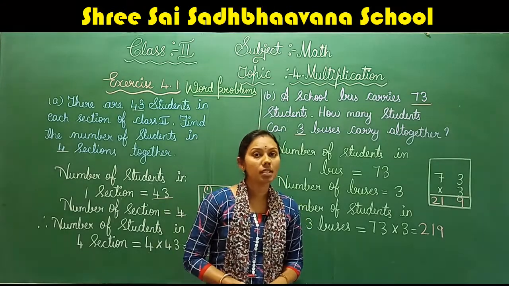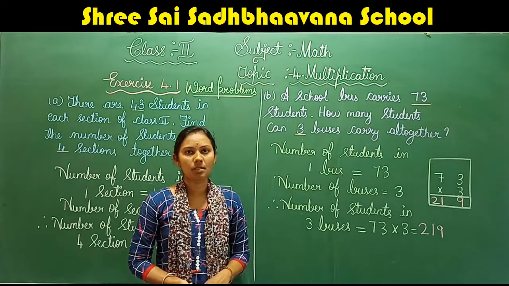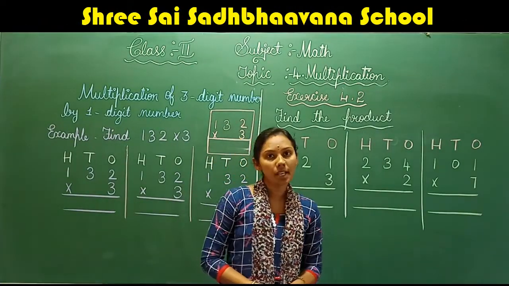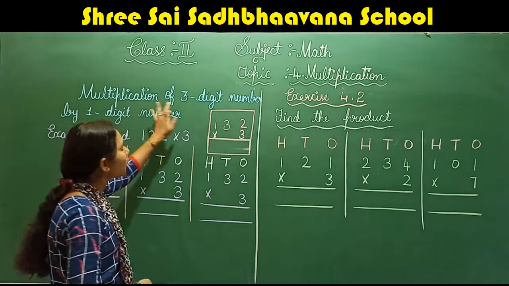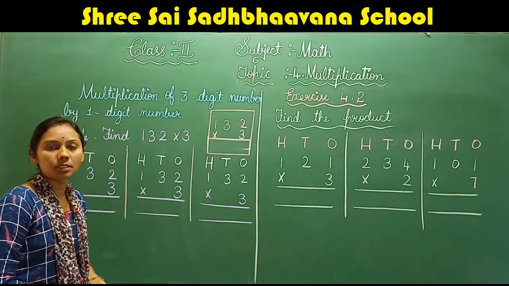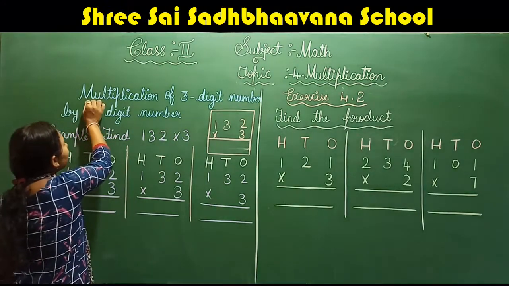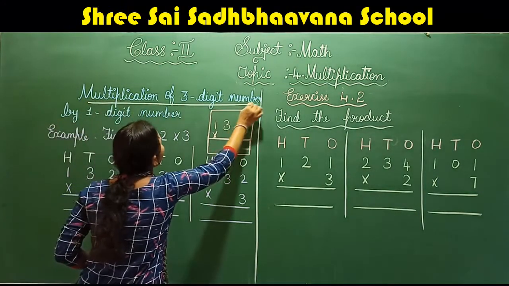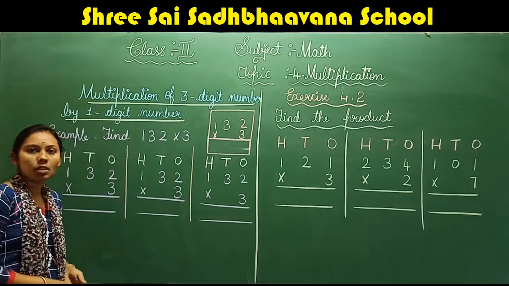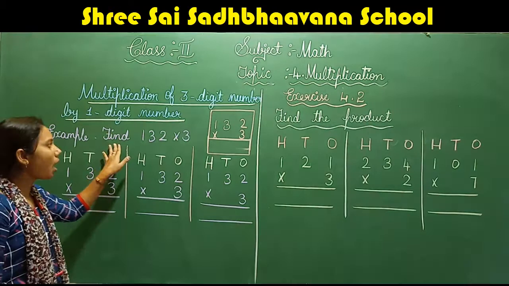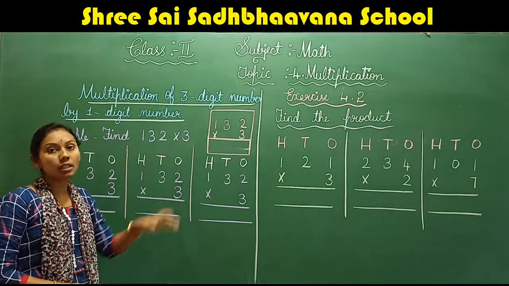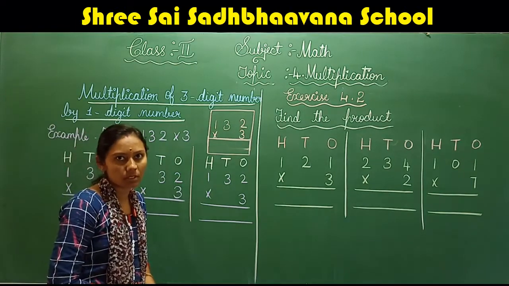Okay, now let us do the next one. Excellent. Now let us move to the next one, that is multiplication of a 3 digit number by a 1 digit number. So you have to learn the multiplication of a 3 digit number by a 1 digit number. For example, you have to find 132 multiplied by 3. What answer are we going to get?